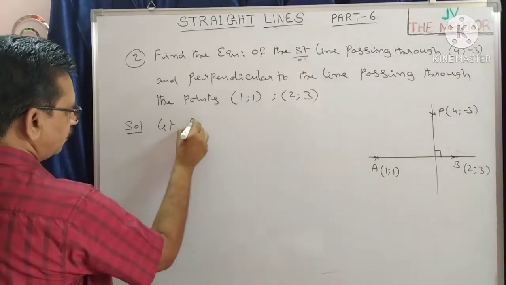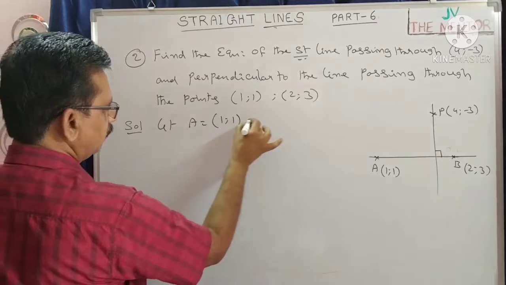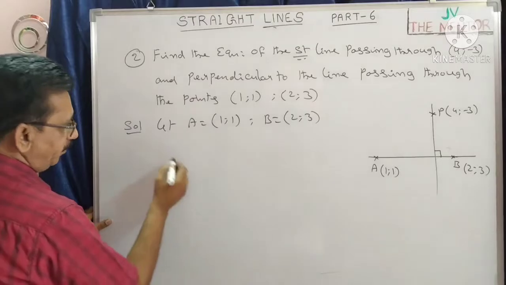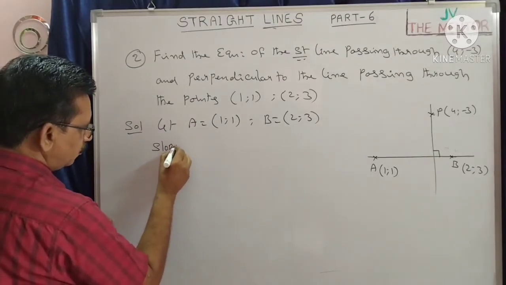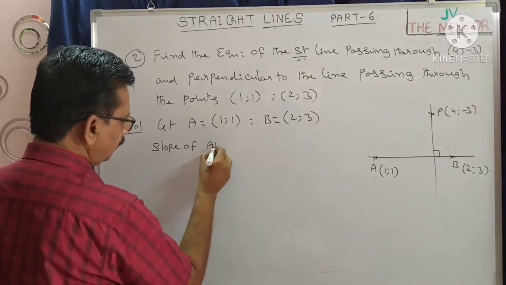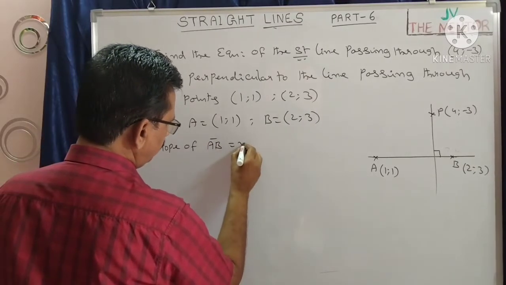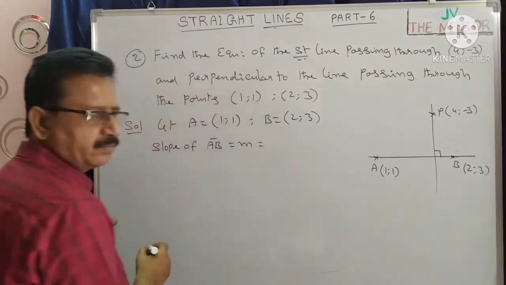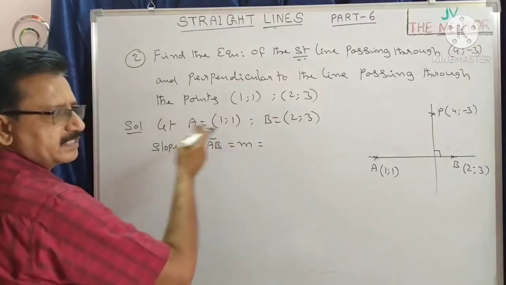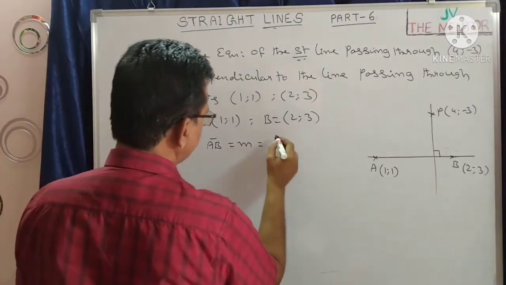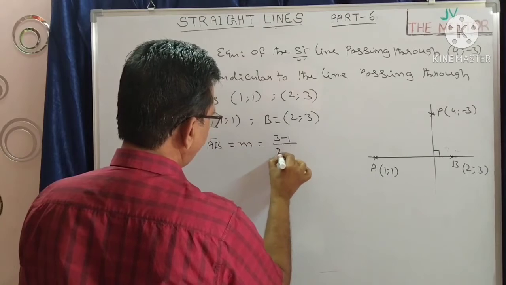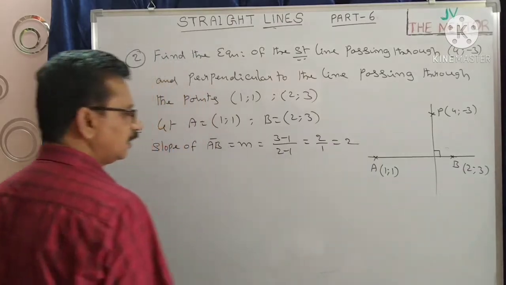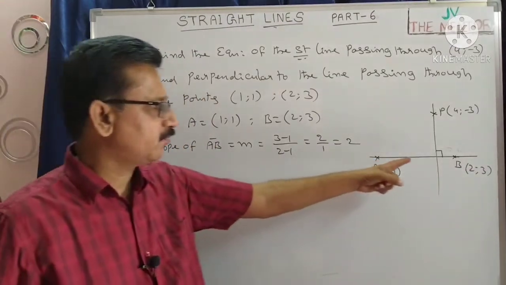Let A equal to 1 comma 1 and B equal to 2 comma 3. First we will find the slope of AB. Slope of AB equal to m, it is denoted by m. m equals y2 minus y1 by x2 minus x1, the difference of y coordinates by the difference of x coordinates. 3 minus 1 by 2 minus 1, so 2 by 1, that equals 2. So here m is the slope of AB.